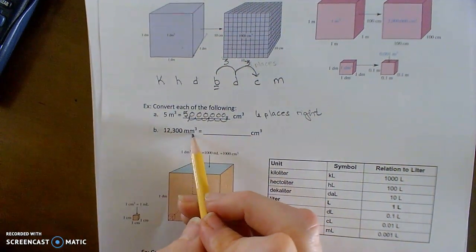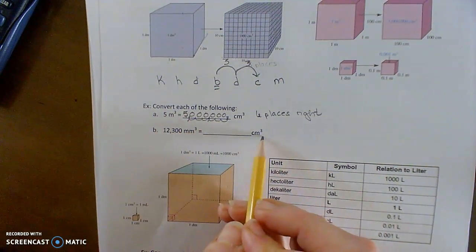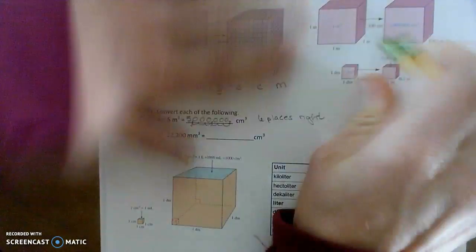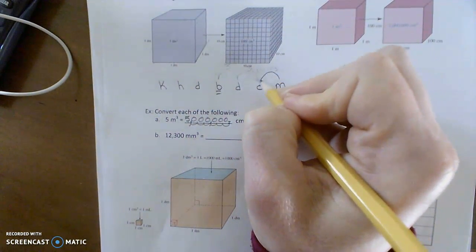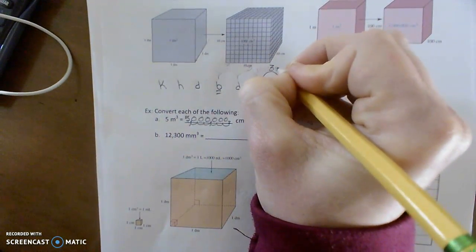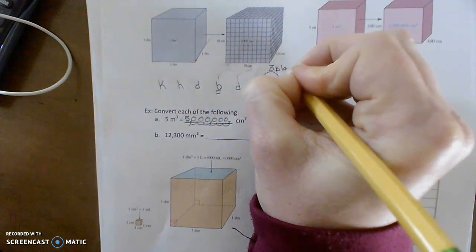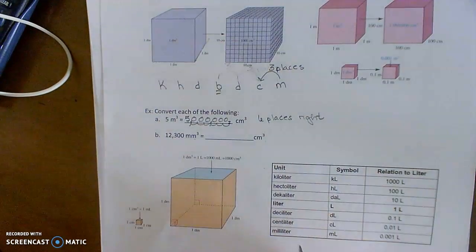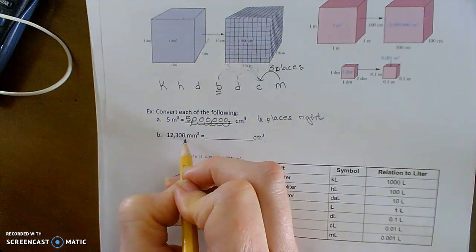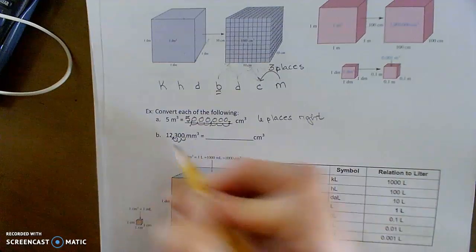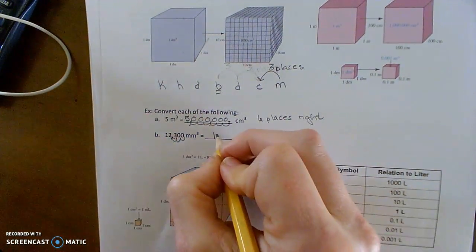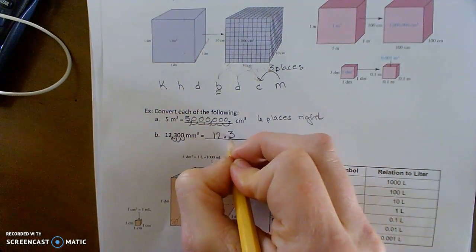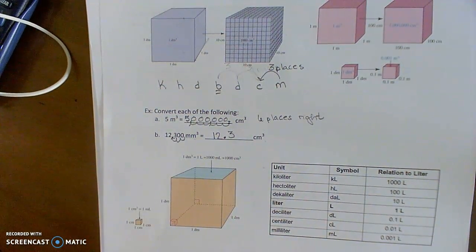All right, let's do the same thing going from cubic millimeters to cubic centimeters. I'll go back to my mnemonic, this is my favorite, from cubic millimeters to cubic centimeters. That'll be moving the decimal point 3 places to the left. So here's my decimal point. I'll move it 1, 2, 3 places to the left. So 12,300 cubic millimeters is the same as 12.3 cubic centimeters.